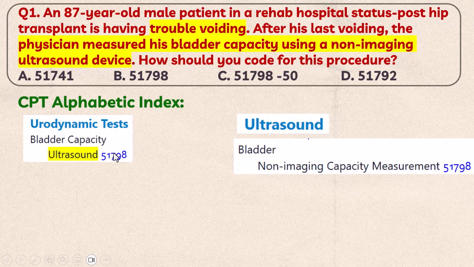Or else, first you can go to the main procedure, that is ultrasound. So go to the main index ultrasound, then go to the subterm bladder, and it has the subterm non-imaging capacity measurement that leads you to the code 51798. Once you confirm in the tabular list, the correct answer will be answer B.